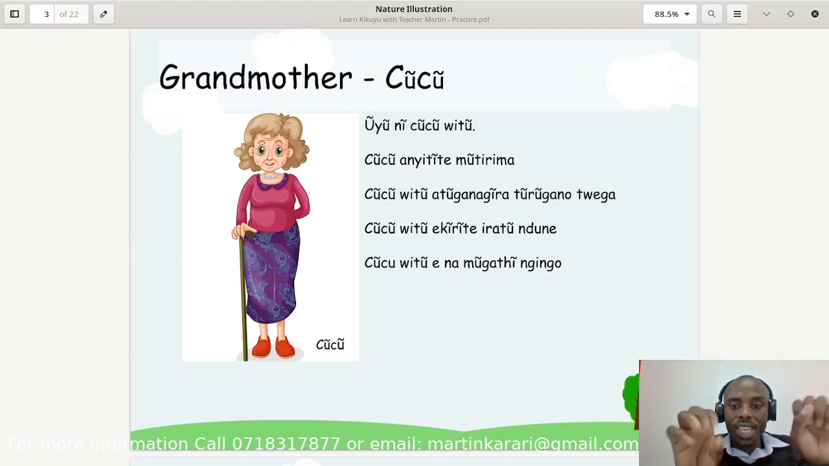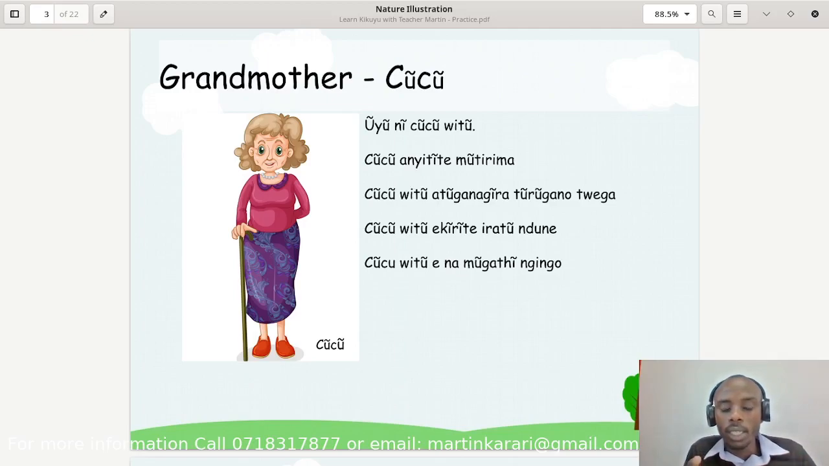Shosho anyitete. Konyita is to hold. Anyitete motirima. Motirima is the walking stick. This is for women. For men, the one that they carry is referred to as mukwajo. Shosho wito atuganagira. Kugana is to tell a story. Rugano is a story. Rugano, they are short stories. Wega is good. So we are saying our grandmother tells us good short stories.